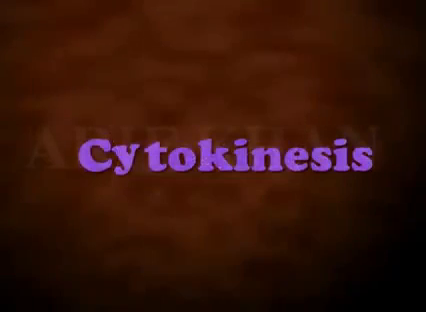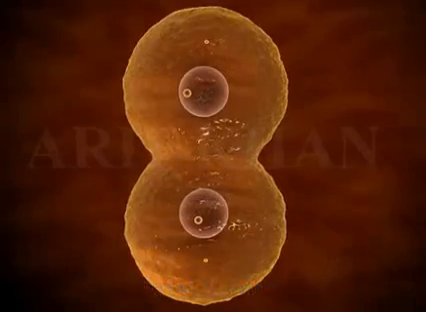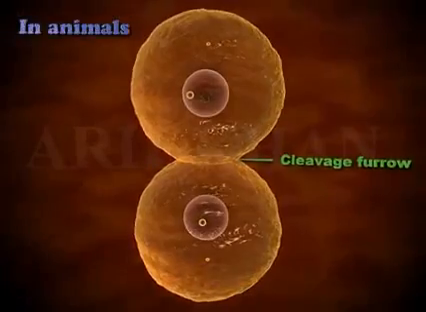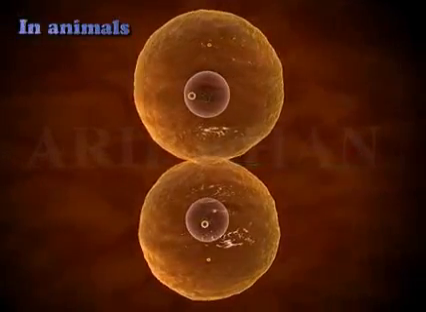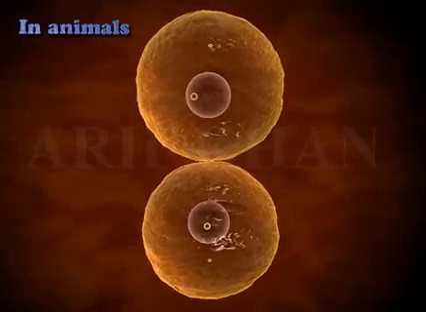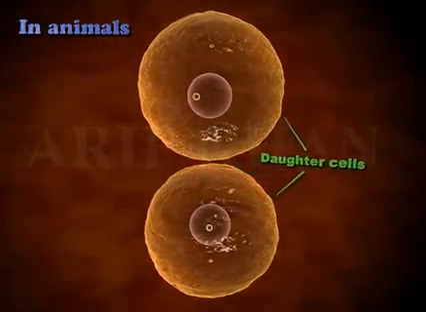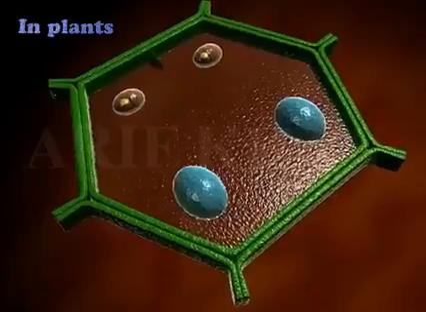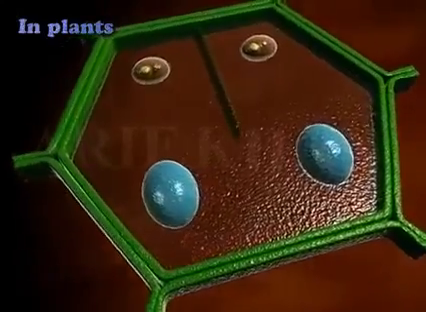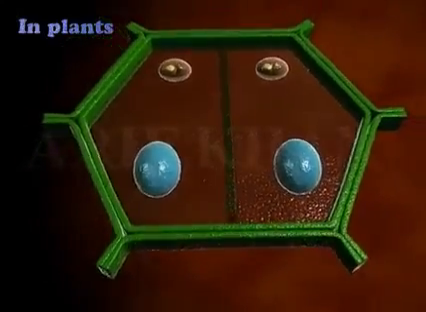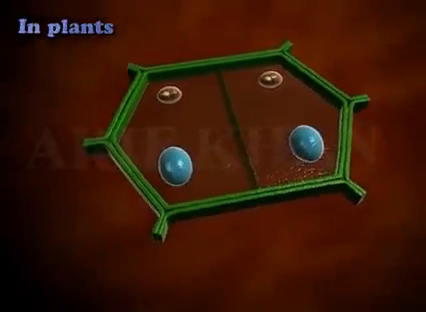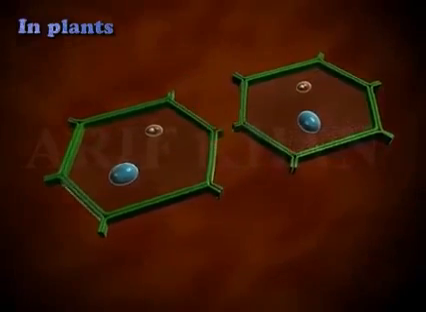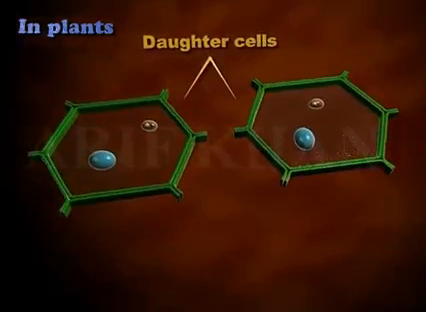Cytokinesis. Cytokinesis is the partition of the cytoplasm. In animals, a cleavage furrow appears in the plasma membrane, which deepens and divides the cytoplasm into two daughter cells, each containing a nucleus. In plants, new cell wall formation is triggered at the center of the cell by the formation of a cell plate. The cell plate grows outwards till it meets the existing wall, resulting in two daughter cells.